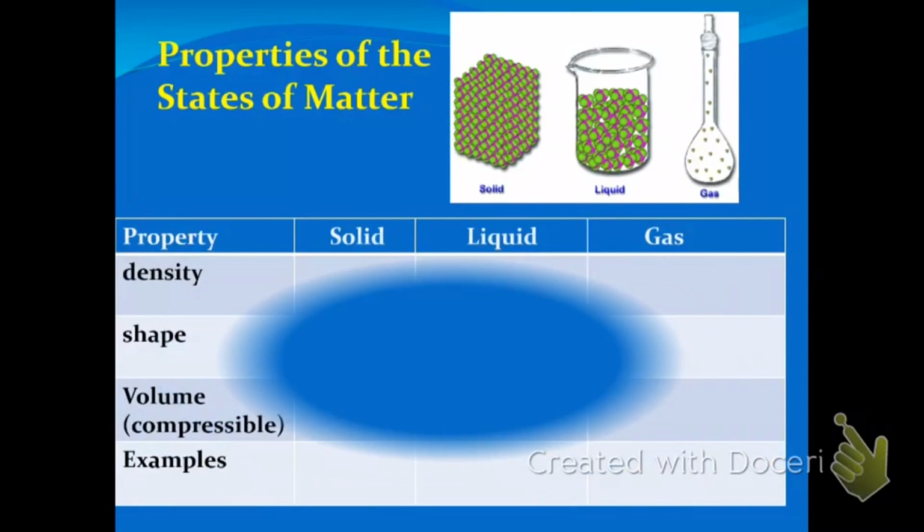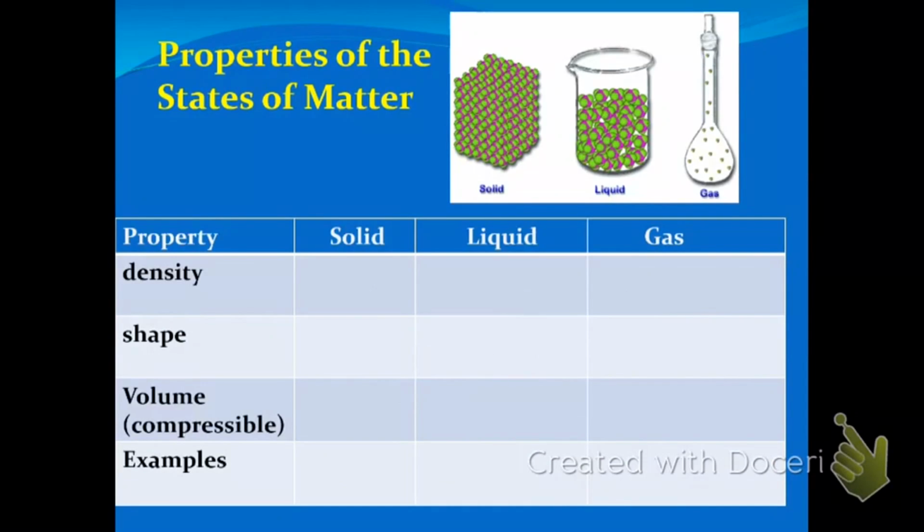When we're talking about the properties, the specific properties we're going to be looking at are the density, the shape, what happens to the shape between containers, and the volume, how much space it takes up. That's also going to get us into a discussion about how compressible something is. And then we're going to have some examples. So you have those on hand.